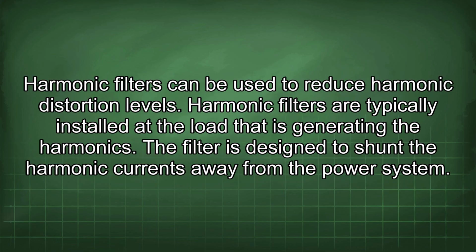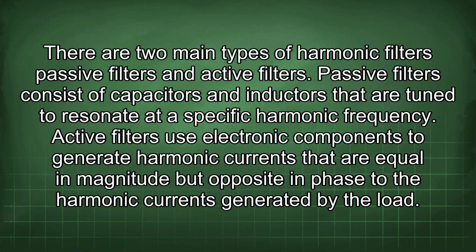Harmonic filters can be used to reduce harmonic distortion levels. Harmonic filters are typically installed at the load that is generating the harmonics. The filter is designed to shunt the harmonic currents away from the power system. There are two main types of harmonic filters: passive filters and active filters. Passive filters consist of capacitors and inductors that are tuned to resonate at a specific harmonic frequency.